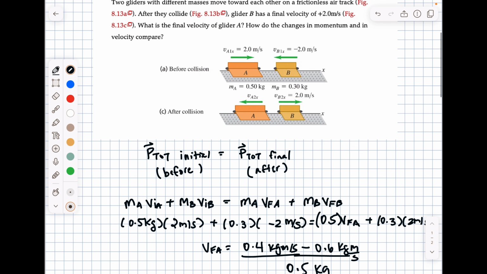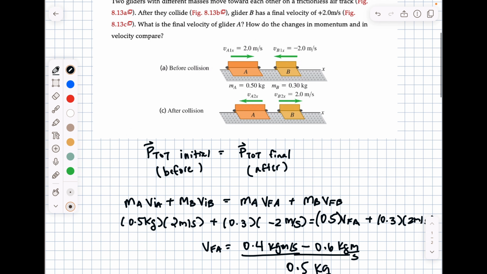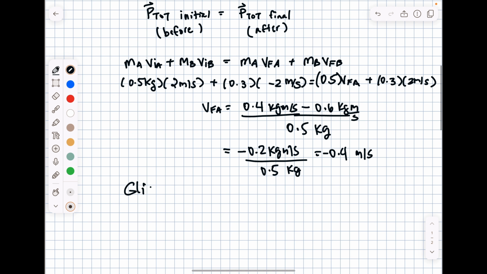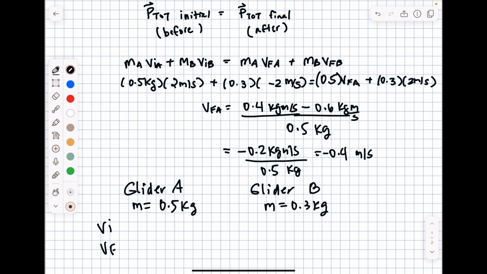How do the changes in momentum and velocity compare between the gliders, okay? So let's take a look at glider A. His mass was the heavier, okay? And then let's look at glider B. His mass was slightly lighter. And initial and final velocities. Okay, initial velocity, 2 meters per second each one, right? They're both starting off with the same speed, but they have different momentum because they weigh different amounts, right? Or I should say their mass is different.